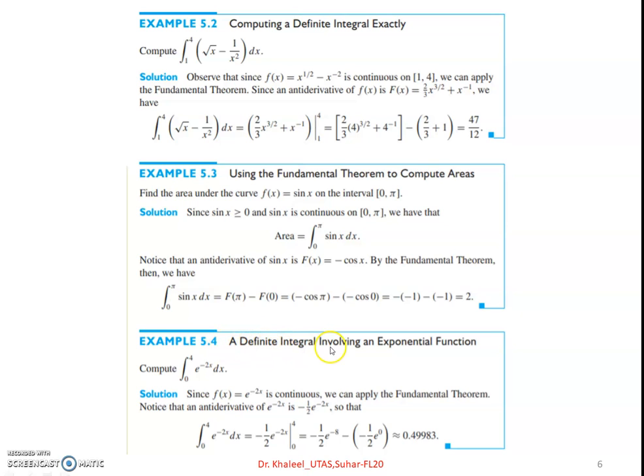Then a definite integral involving the exponential, you see, 0 to 4 of e to the power minus 2x dx. So the integration of this is e raised to minus 2x divided by minus 2. And then 0 to 4, I put x equal to 4, we have this, x equal to 0, we have this, then we subtract and get this.